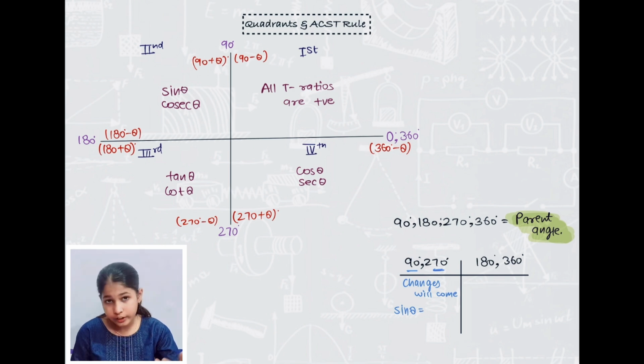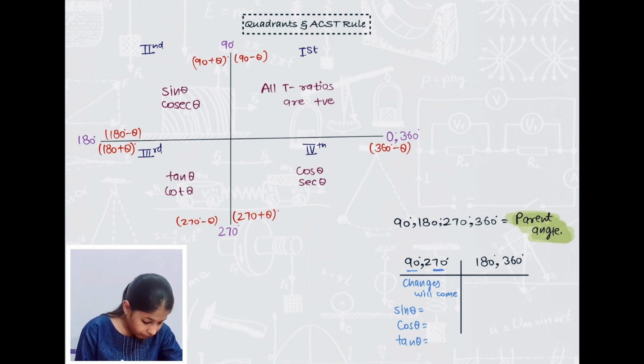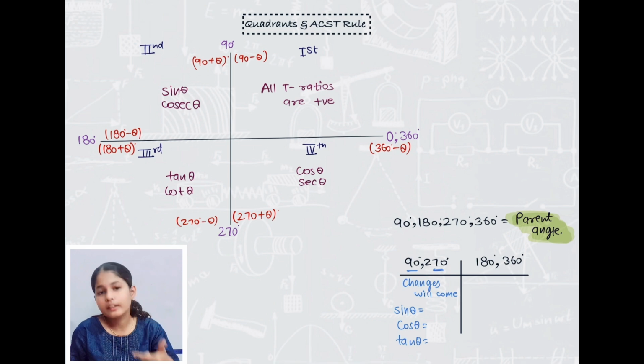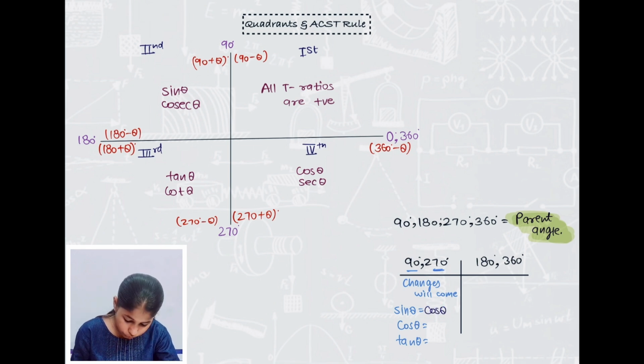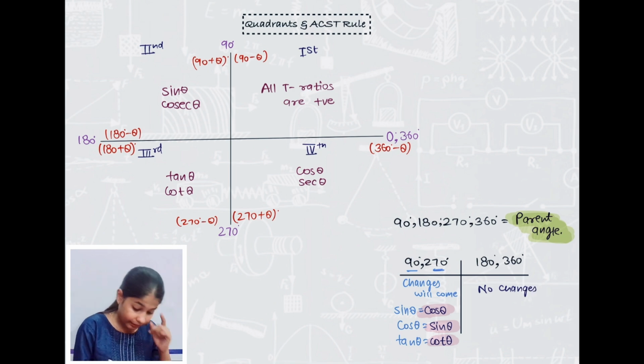Sin theta will convert into cos theta, and tan theta into cot theta. What does it mean? If sin theta is given somewhere, it will convert into cos theta, cos theta into sin theta, tan theta into cot theta. I should highlight it. Now, in case of 180 degree and 360 degree, no changes will come. No changes. Okay. It is very important to recall it.